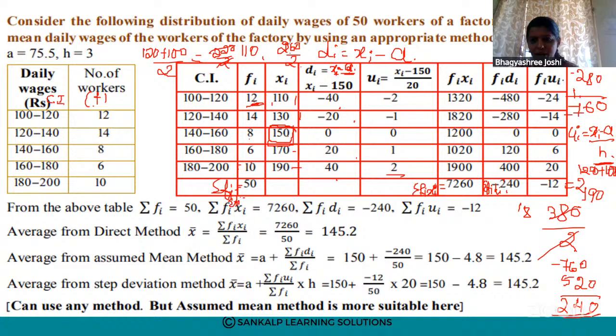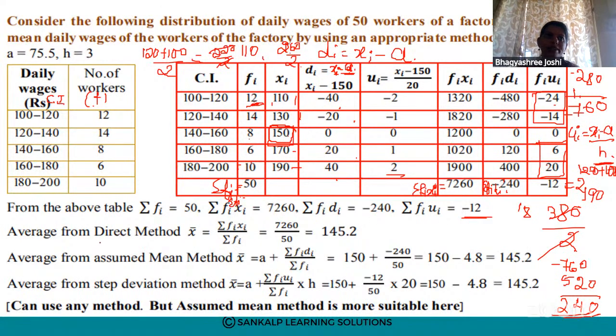Next, sigma Fi ui. Here also do the same thing. First, we'll add these two numbers, then add these two numbers, then subtract this number by this number. Then you will get sigma Fi ui, that is minus 12. So this topic is based on calculations. From the above table, sigma Fi is 50, sigma Fi xi is 7260, sigma Fi di is minus 240, sigma Fi ui is minus 12.